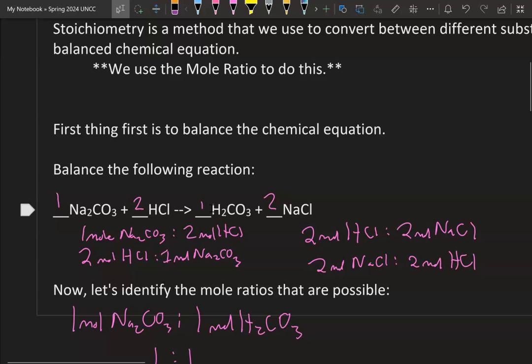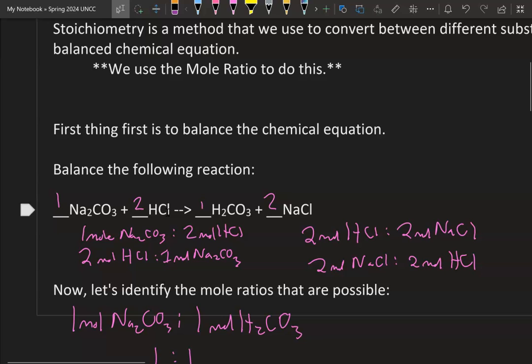So the next step is to just write out some mole ratios. Now, these ratios are going to be dependent on the question that is being asked, but in this particular case, there's not a specific one, so we're just going to be very generic in the answers that we put here. So the first one is just looking at the two reactants. So you have 1 mole of sodium carbonate for every 2 moles of HCl. So it's a 1-to-2 ratio.